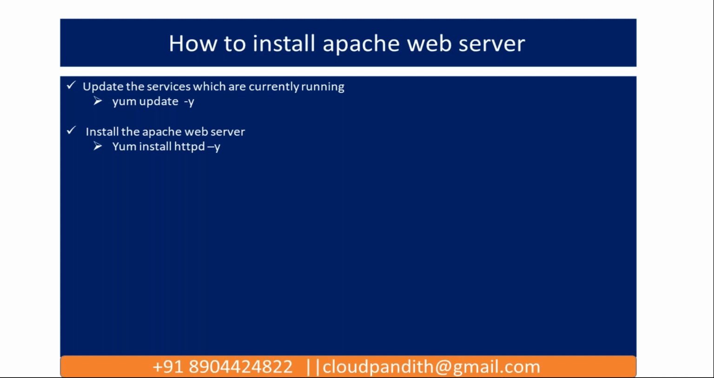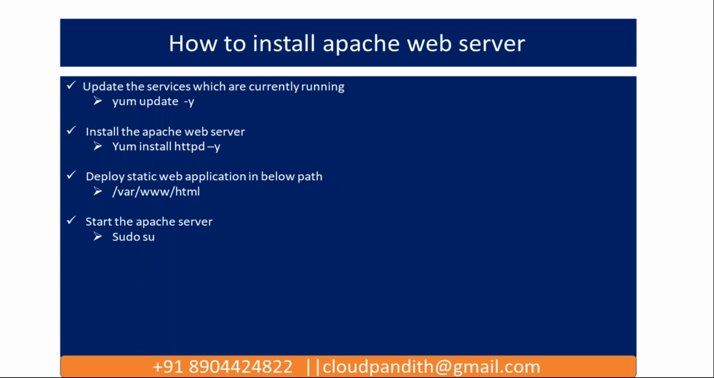Next, this is how we are going to install the Apache web server. This is the command you need to use to install the web server on a Linux machine. Next, if you want to deploy your web application, this is the path in which you need to deploy it. Everything I am going to show you practically; before that, I'm just giving an overview. Next, start the Apache server. If you want to access your website, you need to start your server, and for that you need admin credentials, root credentials.